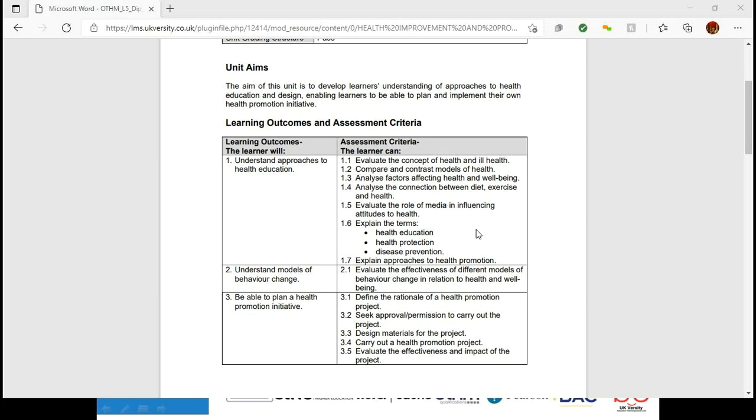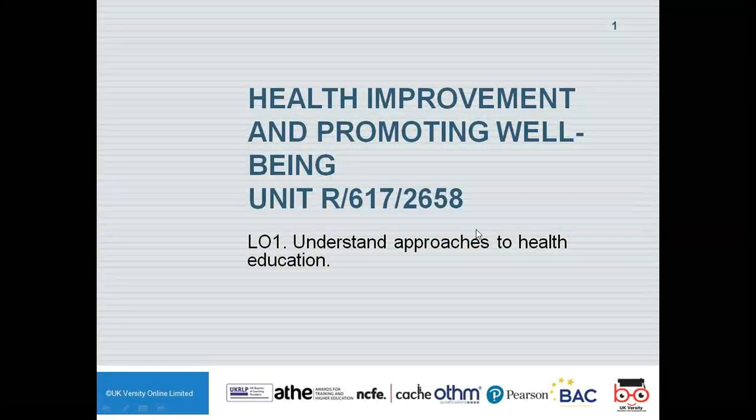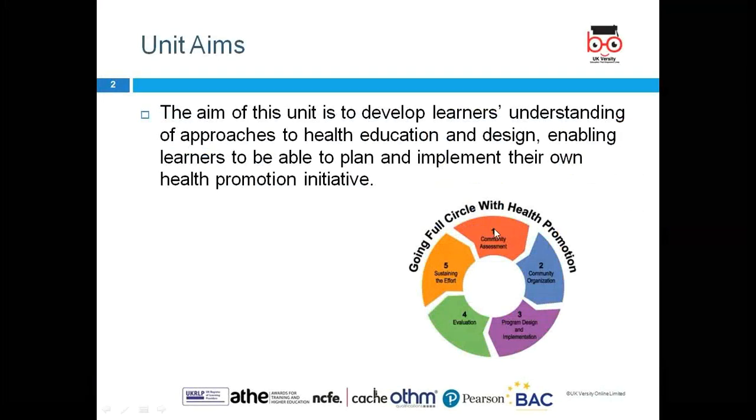1.6, explain the terms health education, health protection, and disease prevention. And then 1.7, explain approaches to health promotion. So we'll be making a start on learning outcome 1.